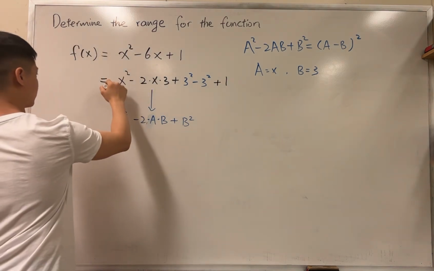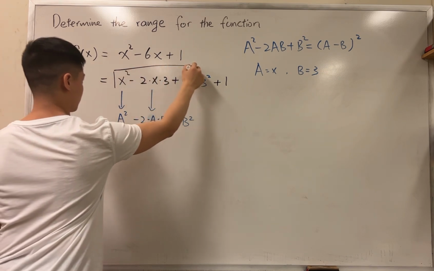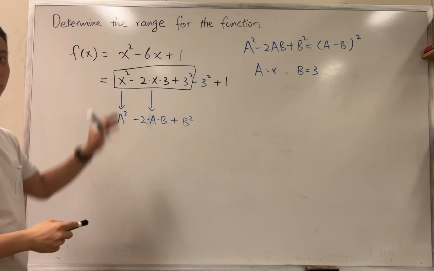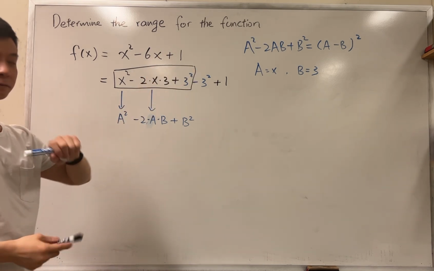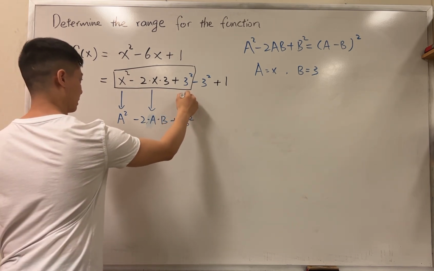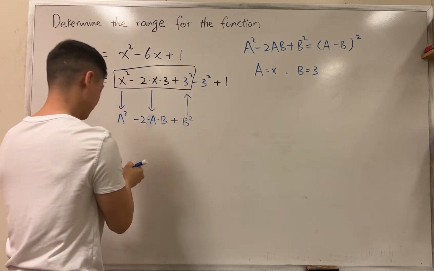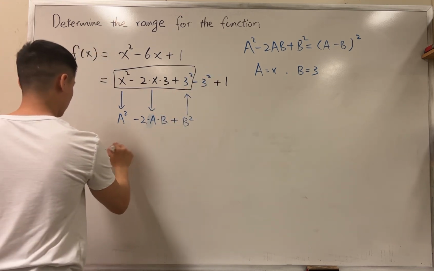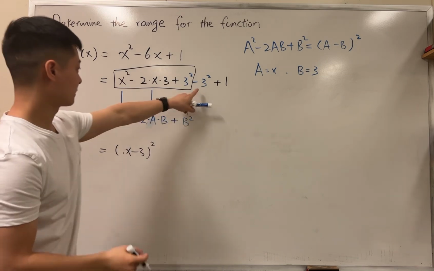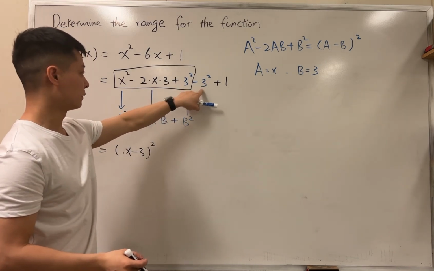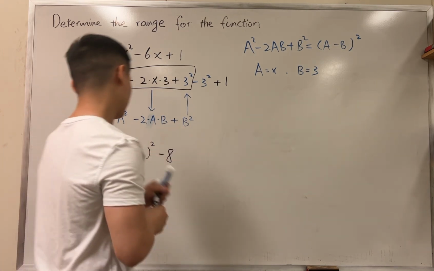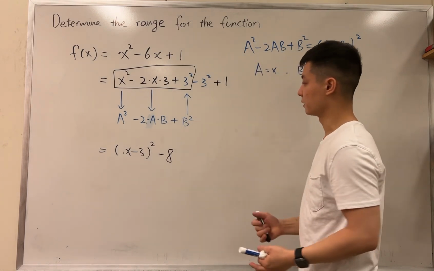After this, we will take a look at these 3 terms, which can be turned into a perfect square by using this formula. This formula suggests these 3 things are going to give us (a minus b) squared. So that's going to give us (x minus 3) squared. And then we calculate the rest of the terms here. The negative 3 squared plus 1 is going to give us negative 8. So now the process is already complete.